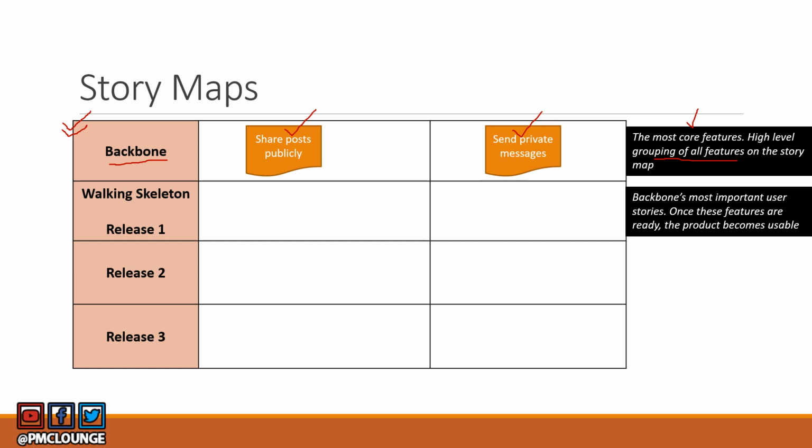It is basically the most important user stories from the backbone. One concept to keep in mind when we talk about walking skeleton is very simple. Once these features, the features that you're going to see in this particular row and two columns, are ready, the product becomes usable. So you can actually ship the product once your walking skeleton features and functionalities are ready. That is why walking skeleton is always release one.